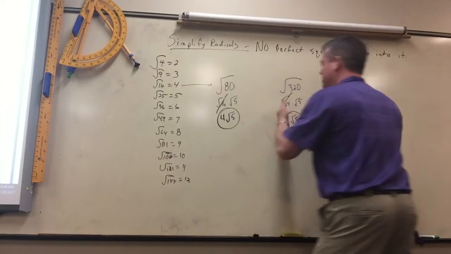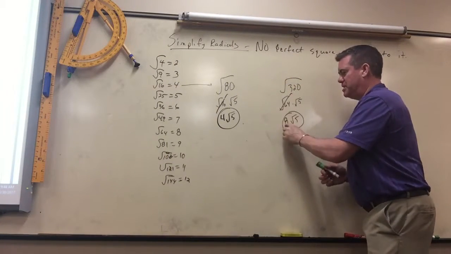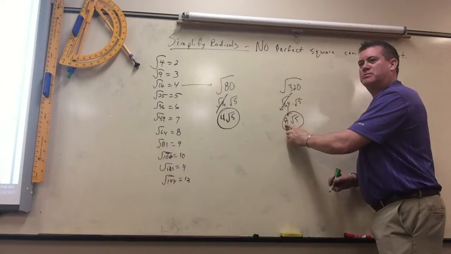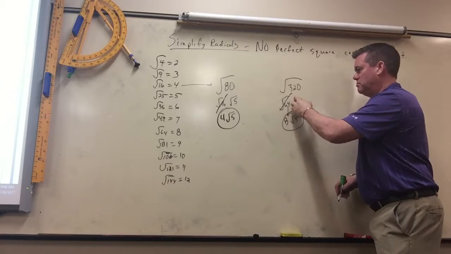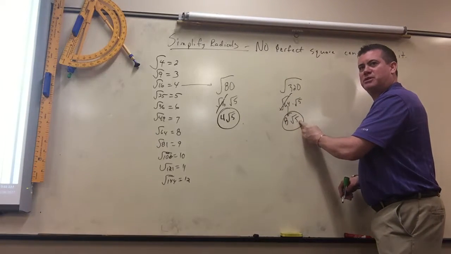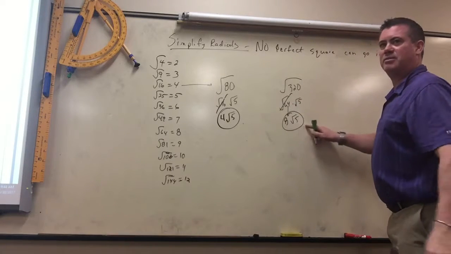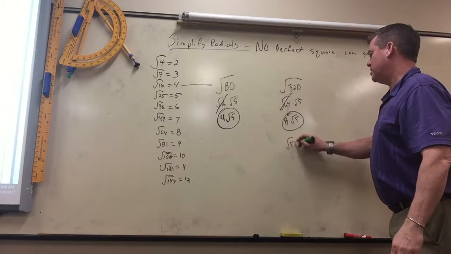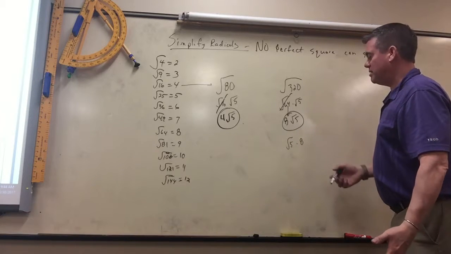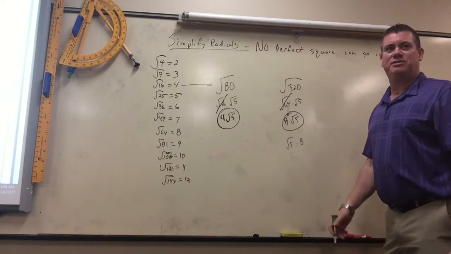So when you rewrite these, you always want to put the perfect square first because that's going to turn into just a whole number. And then the other one won't simplify any further, so that just comes second. It's really not wrong if you switch the order, it's just easier to write it this way. Instead of square root of 5 times 8, 8 square roots of 5 is easier to say, easier to write.